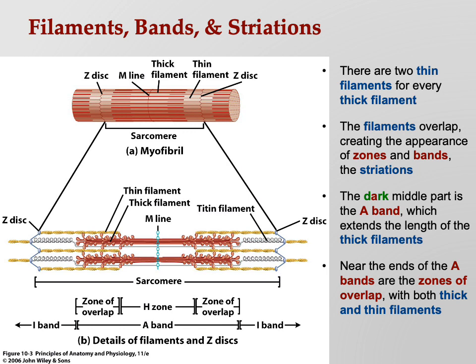When you look at the striations of the muscle from far away, you see the dark stripe and then you see the lighter part. Just remember that the A band is the dark stripe, all right? And that's easy to remember because the word dark has the letter A in it, all right? So A is for dark.